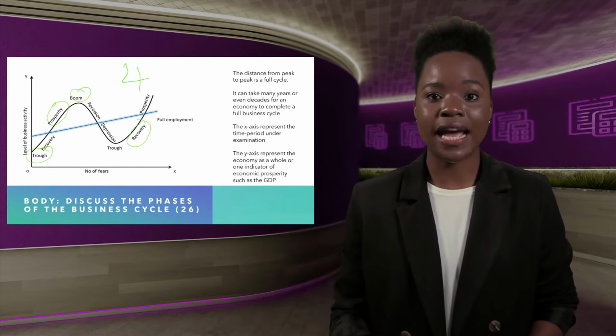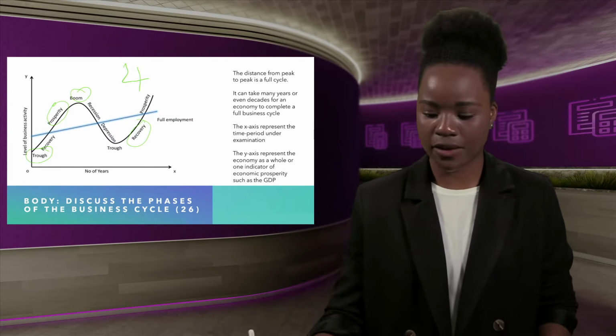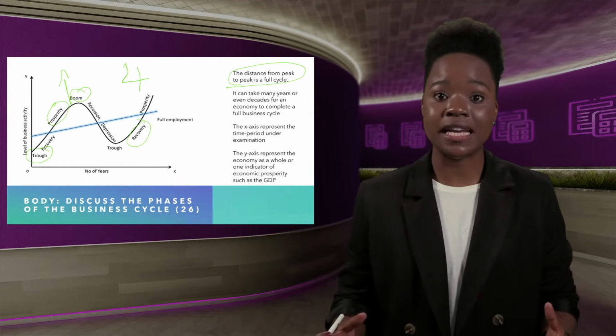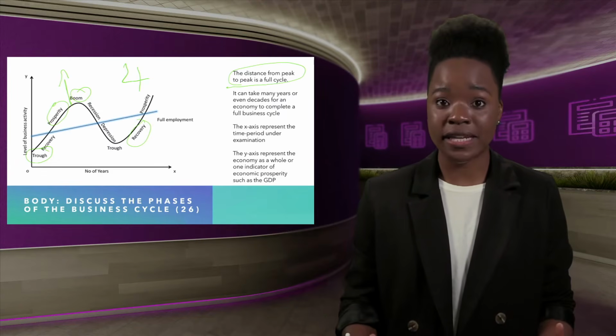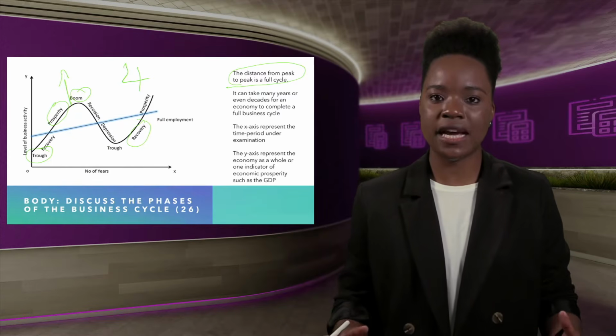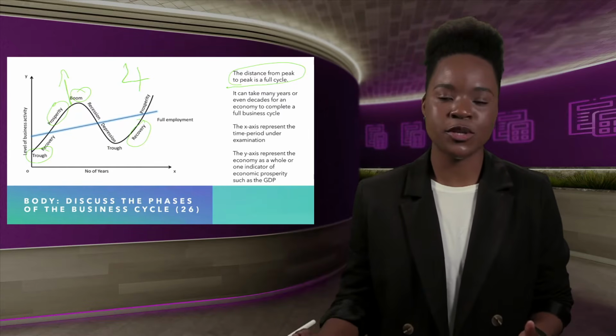So now we want to look at what is a full business cycle. A full business cycle is the distance from peak to peak. And the peak is the highest point of the business cycle. It can take many years to get from one peak to another. It can take a couple of months if there is an economic shock, like a global pandemic, like a natural disaster.